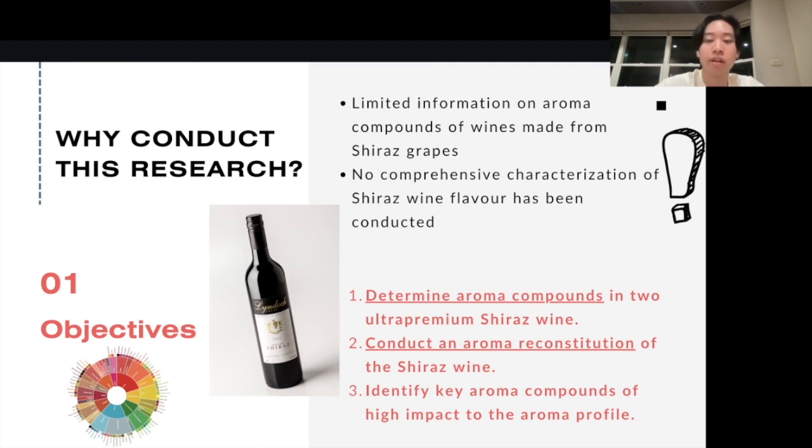Both are Australian wines. The second objective was to conduct an aroma reconstitution of the Shiraz wine to see if a similar replicate can be made. And the last objective was to identify the key aroma compounds with a high impact to the aroma profile. This was done by assessing the AEDA values and their odor activity values.